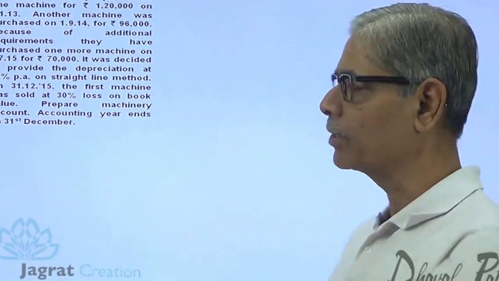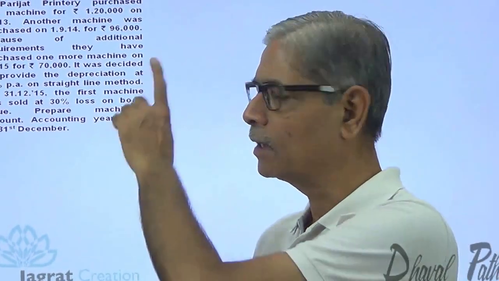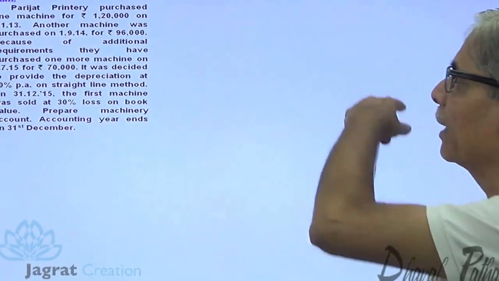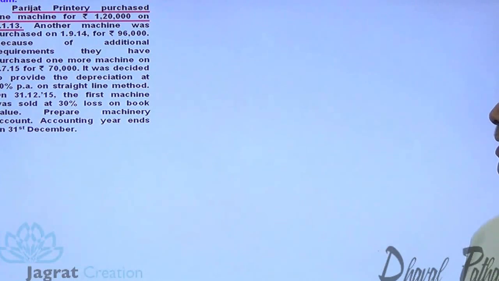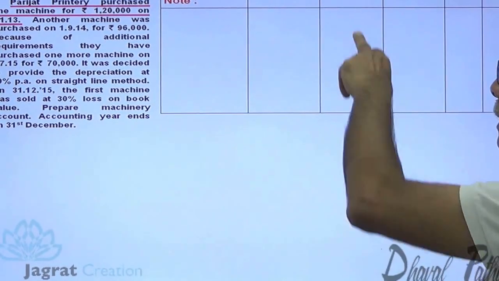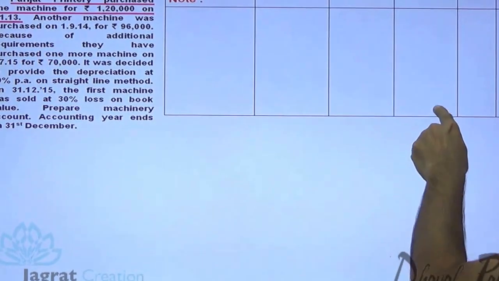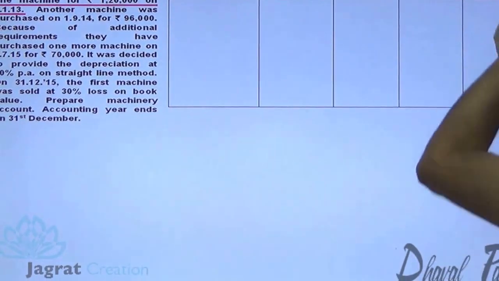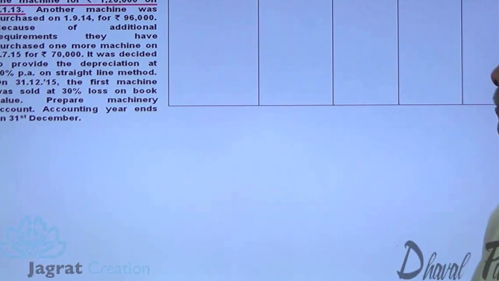Now I want to prepare machinery account for all the 3 years, and here I am going to prepare a working note. So first machine purchased. This is the working note for first machine. This is the working note for second machine. This is the working note for third machine. This is total depreciation. This is the closing balance carried forward.